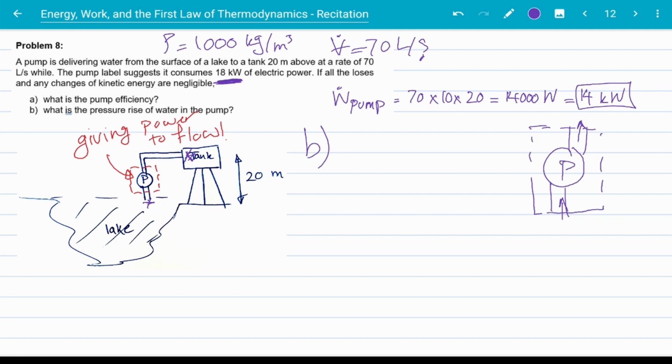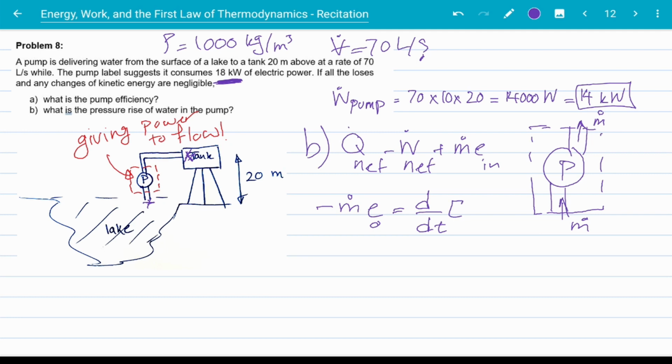If I write down the first law of thermodynamics, I'll get Q dot net minus W dot net plus, so we have mass flow rates coming in and out, plus all the mass inflow energy minus all the mass flow outgoing energy is equal to d/dt of the total energy of the system. Now, for our problem here, the pump does not have any heat interactions, no heat transfer involved. So this is going to be 0.